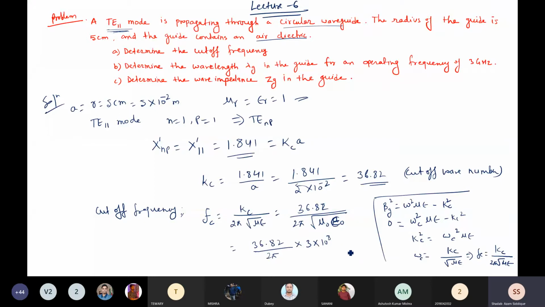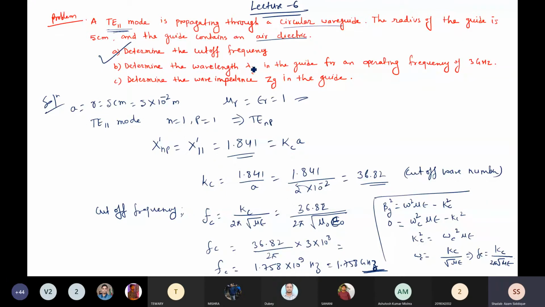So can we write this as a solution for the cutoff frequency? From this, if you solve now, you will get cutoff frequency as 1.758 into 10 to the power 9 hertz, or you can say 1.758 gigahertz. So that is the cutoff frequency which we have found out from this one. So that is the solution which we have got.